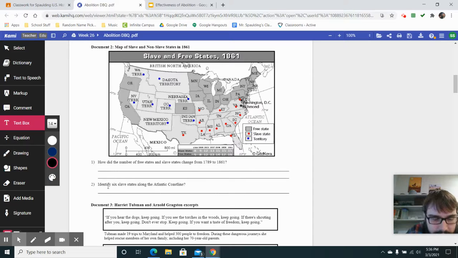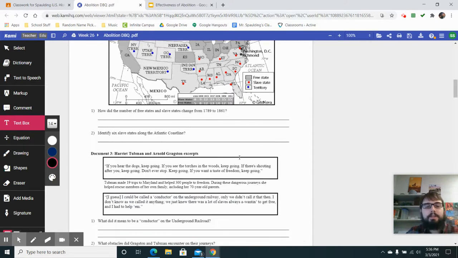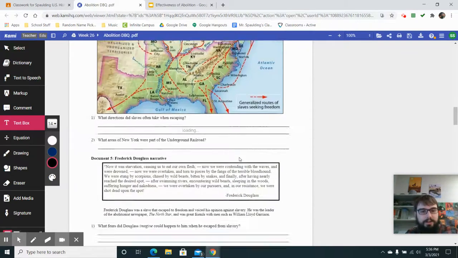Then, number 2, identify 6 slave states along the Atlantic coast. You want to find 6 slave states along the Atlantic coast. All right, you guys can continue to analyze these on your own now.